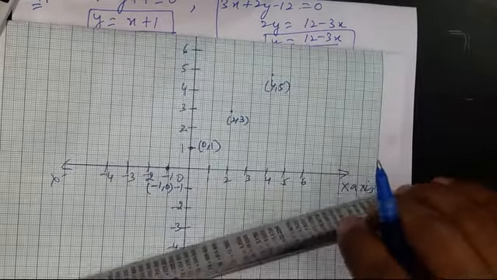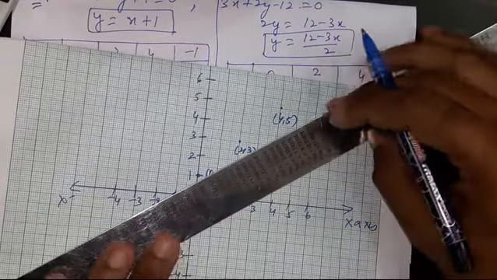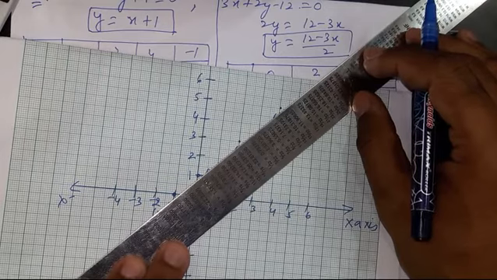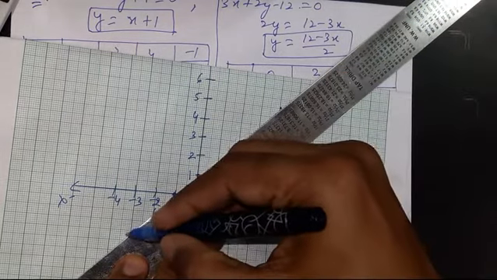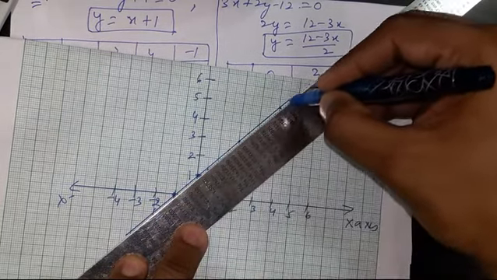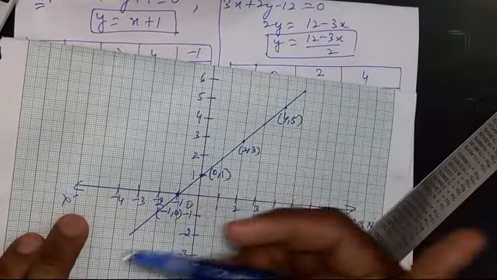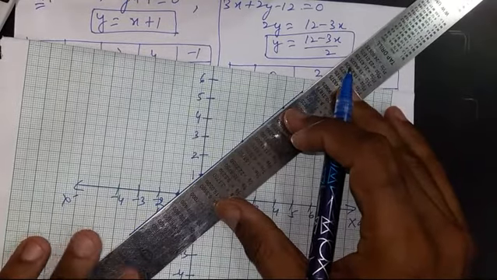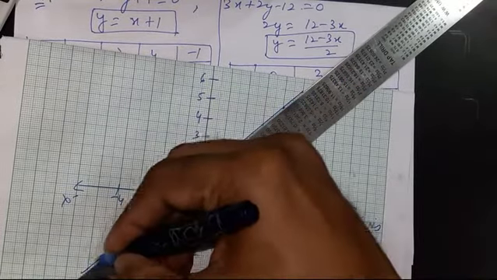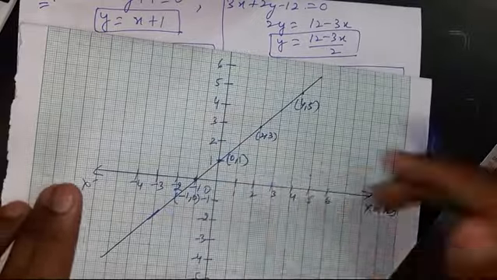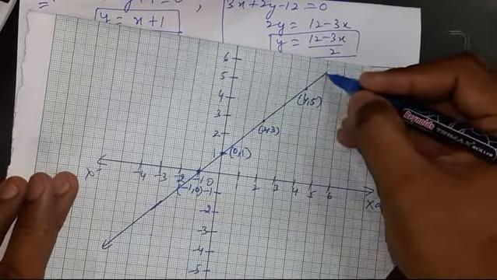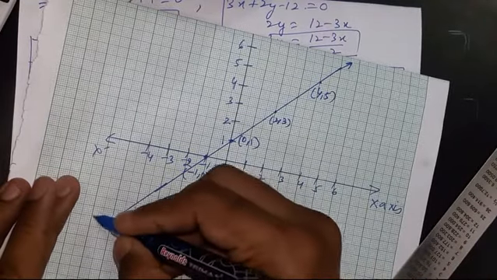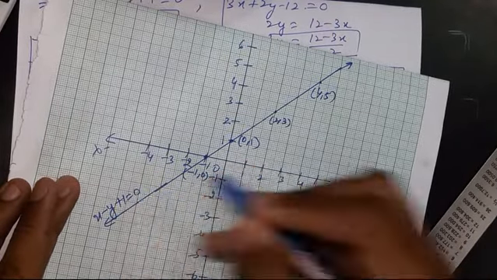Now take your scale and just join all these points. You will get a straight line over there. As you can see, this is the straight line. Just extend this straight line and write the equation which it is representing. Like this, and the equation is x minus y plus 1 equal to 0.